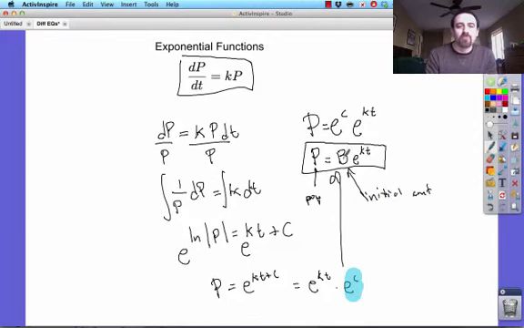Okay, so we have b and k are constants for a function, and t and p are variables. Okay, so that'll do it for today, and we're going to talk more about this in class.